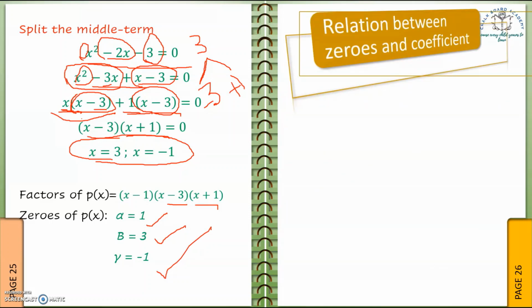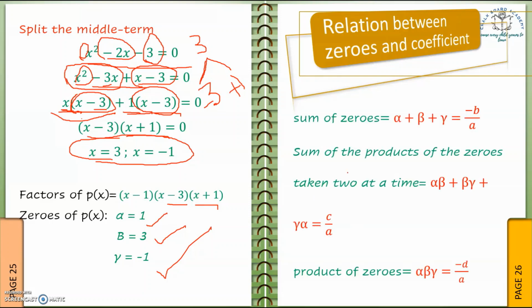Now we have to find out the relationship between zeros and coefficients. So here we have three formulas. The first formula is for the sum of zeros, that is alpha plus beta plus gamma, that is equal to minus b by a by formula. So again, like how we did in the quadratic equation, we will calculate the zeros and then we will check whether the sum of zeros is equal to minus b by a or not.